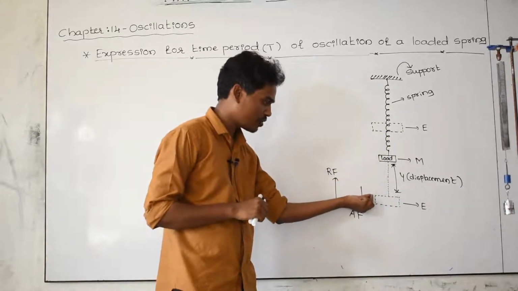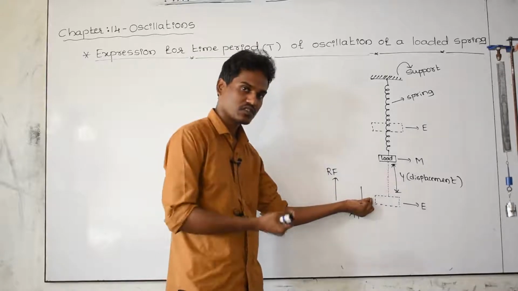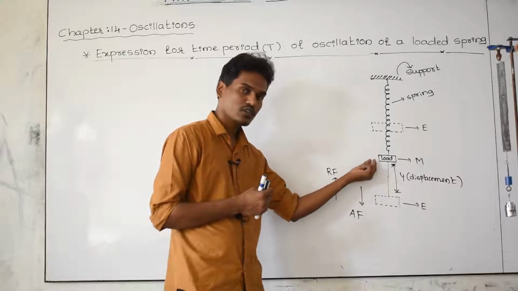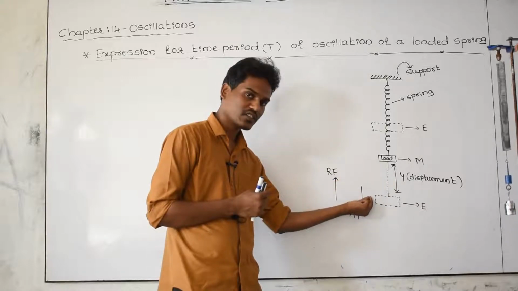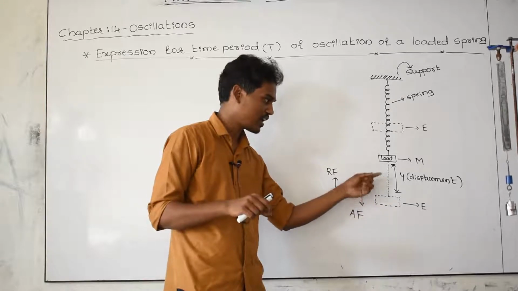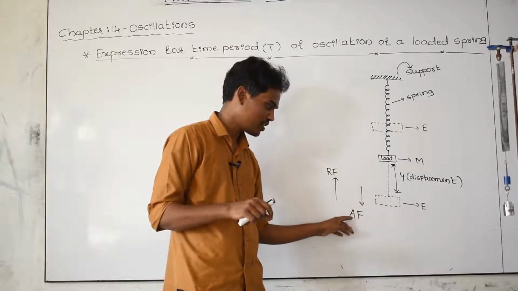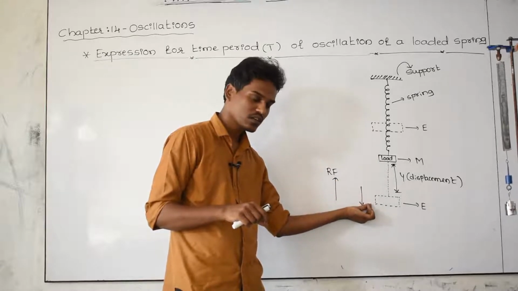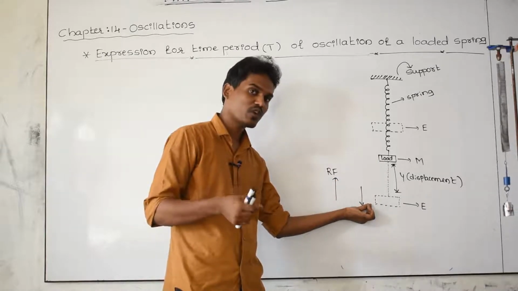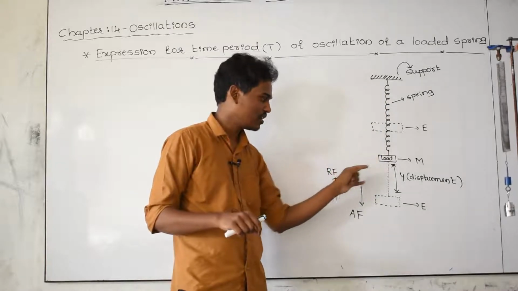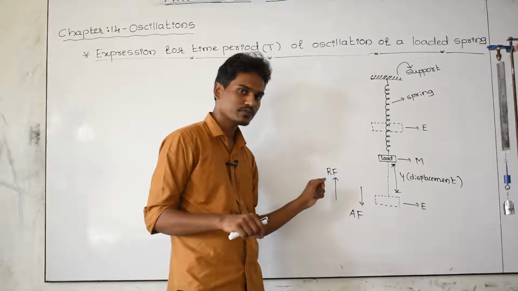Pull the object in downward direction means just by applying force, force applied by your hand, you pull the object in downward direction. It means that some amount of force is applied on the body in downward direction. That force is called the applied force. When you pull the body, the same amount of force is internally generated in the spring. That force is called the restoring force.